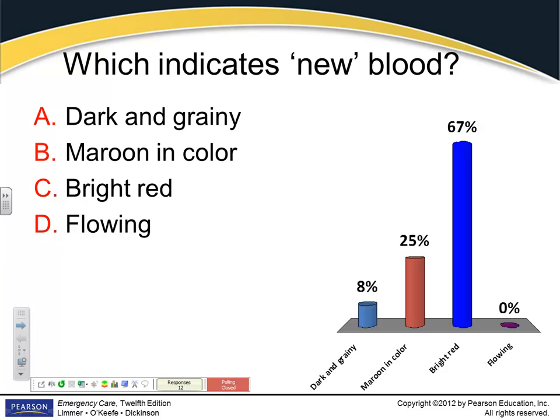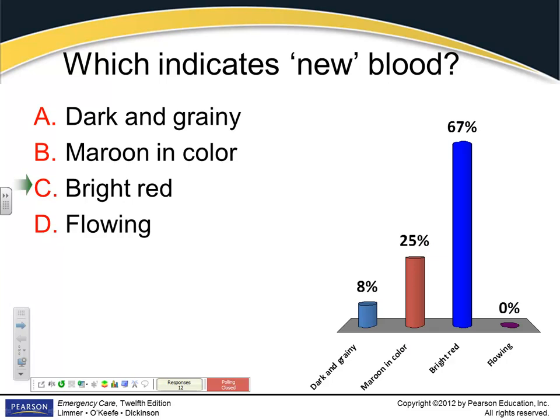Bright red. Dark and grainy. Maroon. Surprised you guys missed this. It's bright red. If you see, for instance, a rectal bleed, which we unfortunately get a fair amount of, a rectal bleed or GI bleed, very commonly it's very dark and grainy. It looks like coffee grounds. That's old blood. It's taken a long time to work its way out. And as it starts to deteriorate, it gets dark and very smelly.